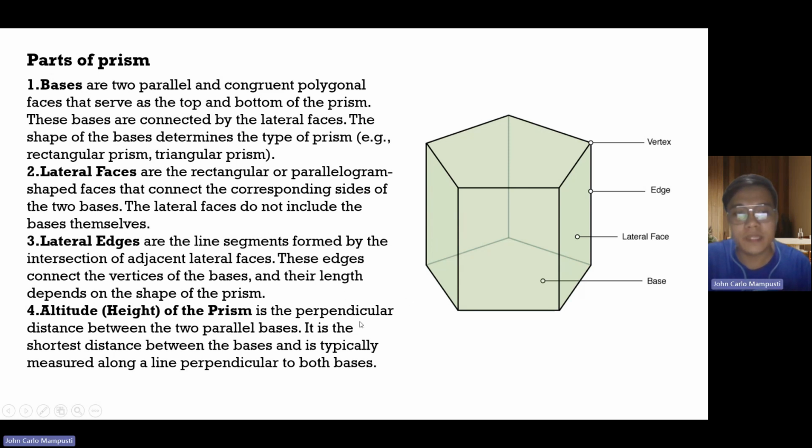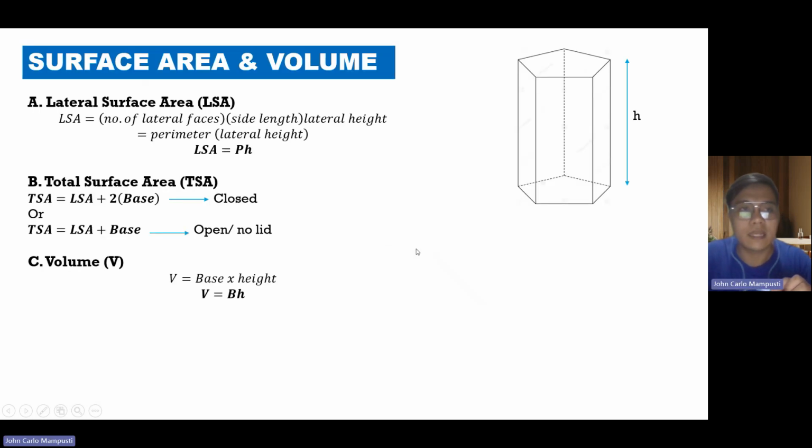The next one, we have the altitude or the height of the prism. This is the perpendicular distance between two parallel bases. So this is typically the shortest distance between the bases and is typically measured along a line perpendicular to both bases. As you can see, yung height natin is the shortest distance from base na nasa baba at yung base na nasa taas. Okay? So that's the height.